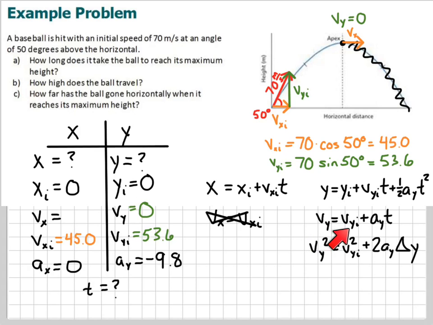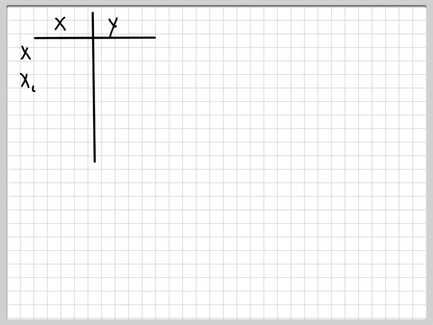Vyi is 53.6, yep. Ay is negative 9.8, yep. So I can fill in the other 3 variables for this equation to solve for time. So let's do that. I'm going to have to do that on another slide here, but everything that you've written down here is what I'm going to put on the next screen. So don't worry about frantically drawing and writing.